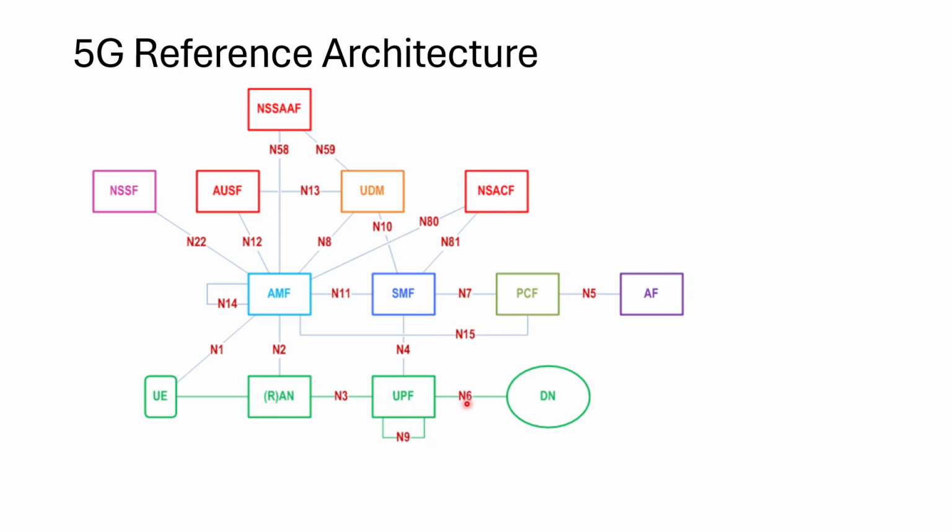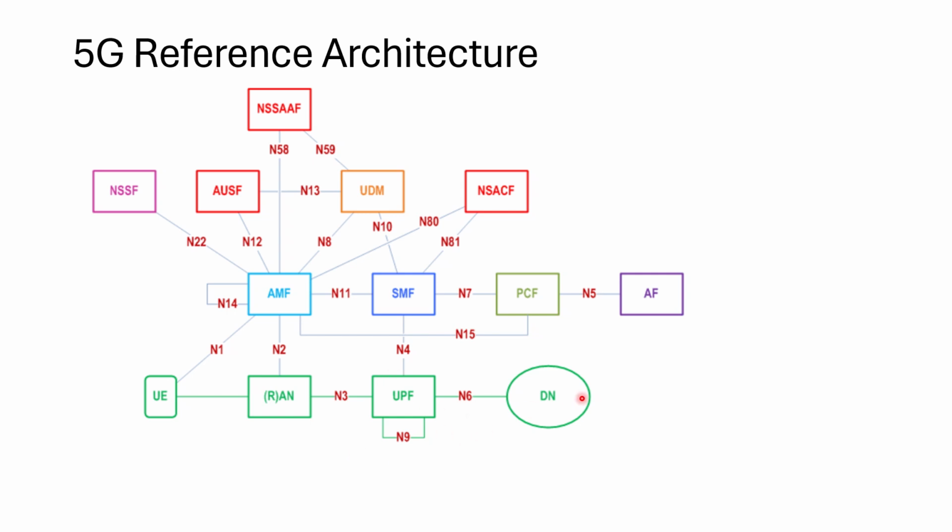Then we have N3 and N6. These are the data path. Once the session is established, user data flows from the RAN over the N3 interface using GTP-U to the UPF. The UPF then routes it to the N6 interface to the external data network. We also have the N9 interface, which can connect two UPFs together, for example, to connect an intermediate UPF at the network edge to a central anchor session UPF.